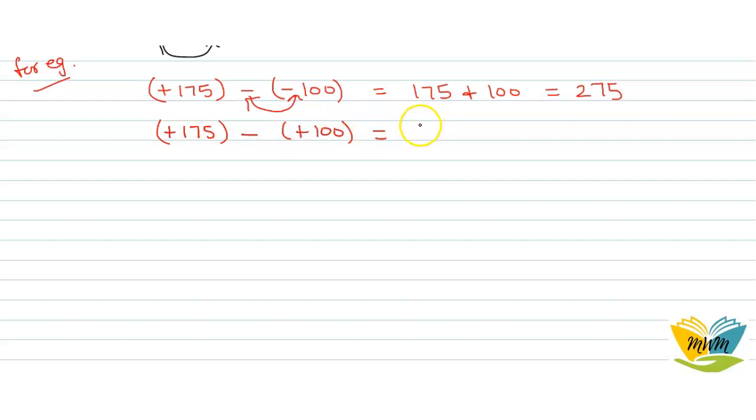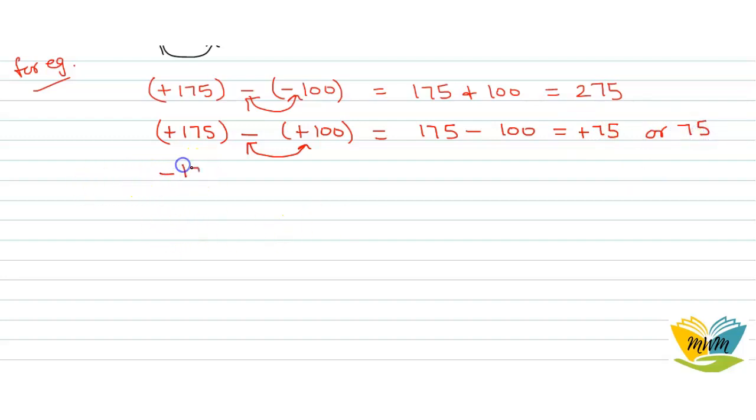Plus 175 minus plus 100. Now 175 and minus and plus, plus and minus will become minus. 175 minus 100 is 75. We can write it as plus 75 or 75 because positive number is greater.